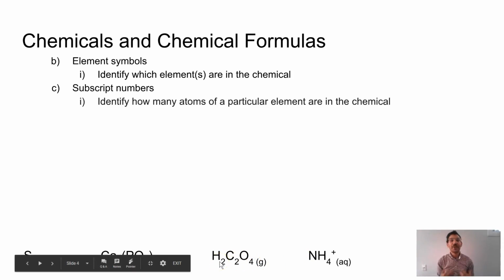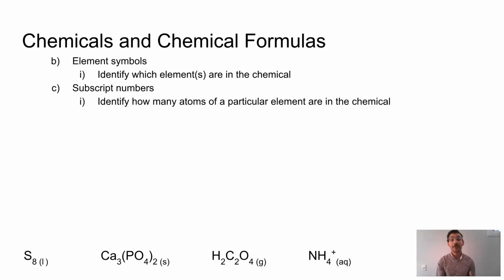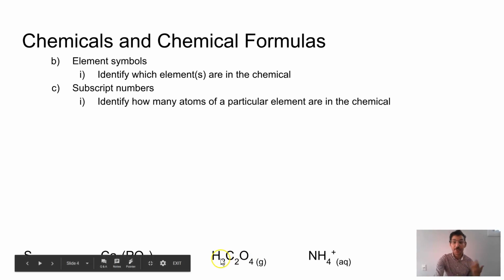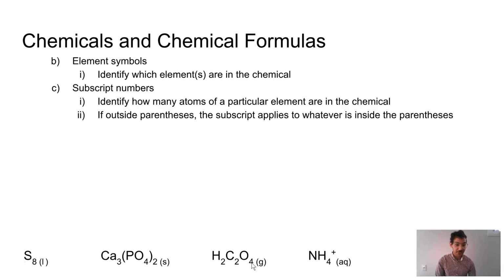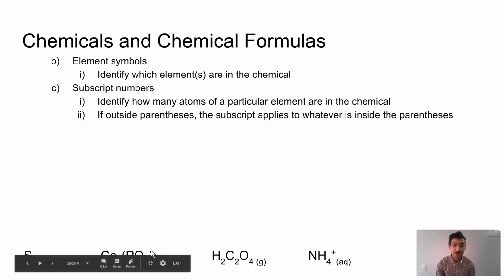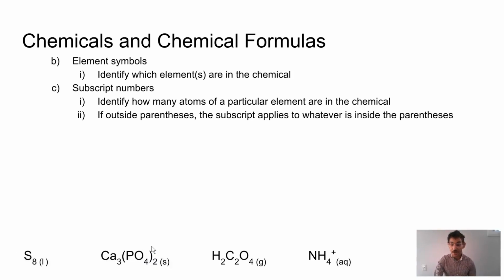And so what these tell us is how many atoms of a particular element are in the chemical. So we know that this compound here is made up of 2 hydrogen atoms specifically, 2 carbon atoms, and 4 oxygen atoms. If they're outside of parentheses, like with this example here, well, what we're going to do is say that that subscript applies to whatever is inside of the parentheses. So in this case, when there's a 2 outside of this parentheses with the PO4 inside, this means that there are 2 of these PO4s.